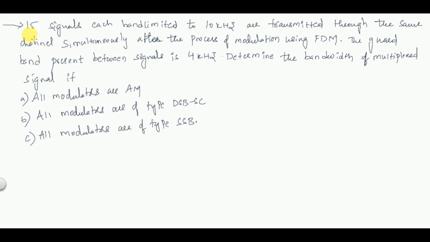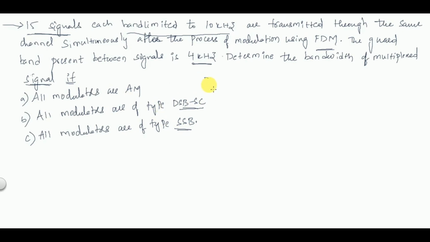In this problem, it is given that 15 signals, each band limited to 10 kHz, are transmitted through the same channel simultaneously after the process of modulation using FDM. The guard band present between the signals is 4 kHz. Then determine the bandwidth of the multiplexed signal if all the modulators are of type AM, all modulators are of type DSBSC, and all the modulators are of type SSB.